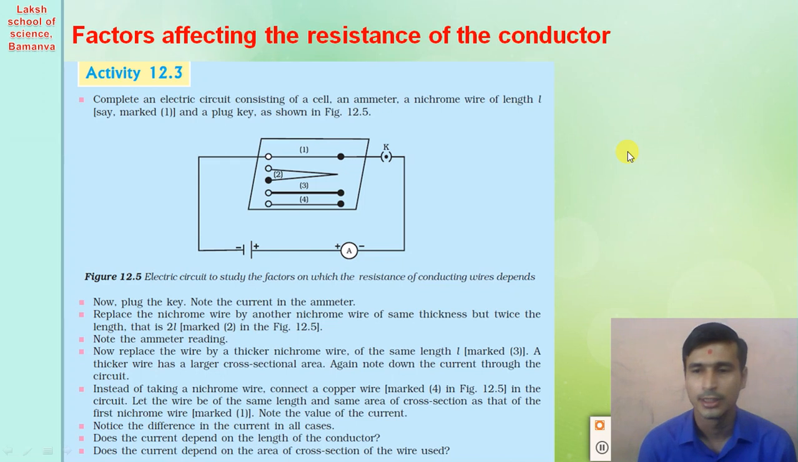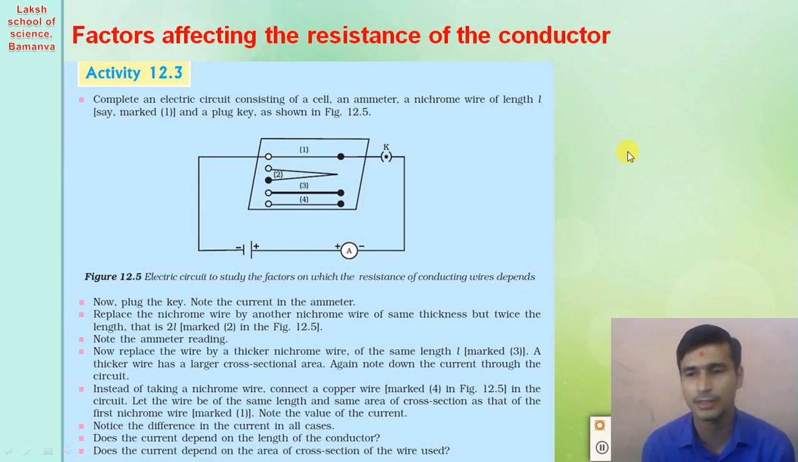Second, it depends on the length of the conductor. As the length of the conductor increases, the resistance of the conductor increases. Third, it depends on the cross section area of the conductor. The resistance of the conductor is inversely proportional to the cross section area. So as we increase the cross section area of the conductor, the resistance of the conductor decreases.